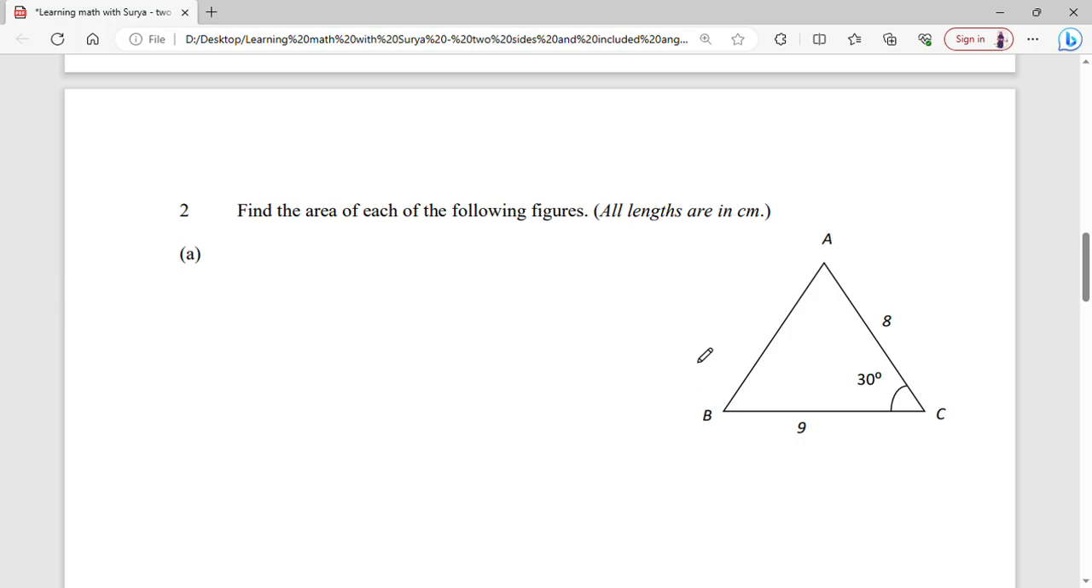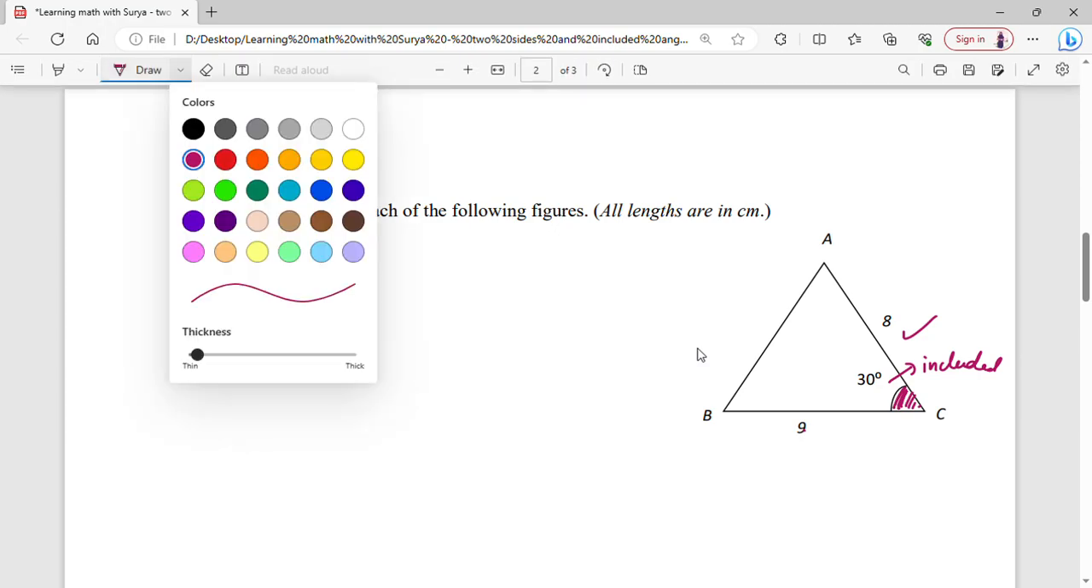We have find the area of the following figures. All lengths are in cm. So here I have 9, 8, 30. Obviously, I need to always make sure that the angle is included. Yes. So the angle between these two sides is included and I can comfortably use the formula.